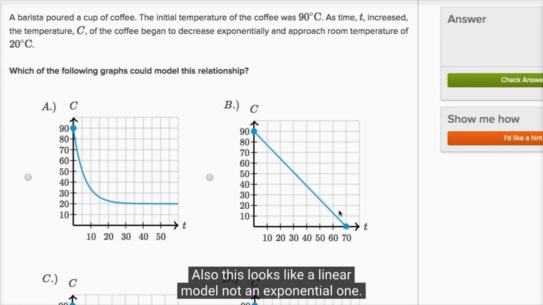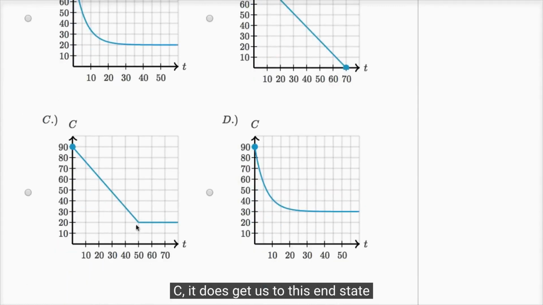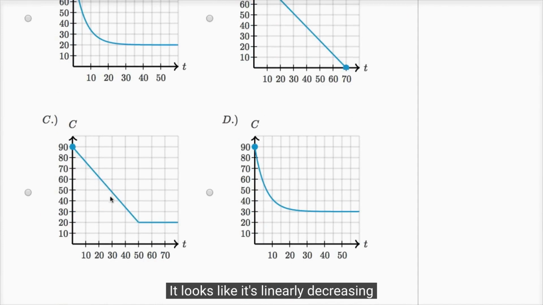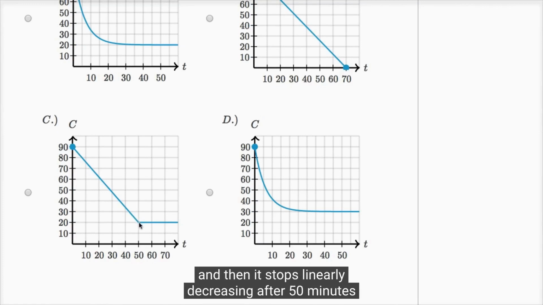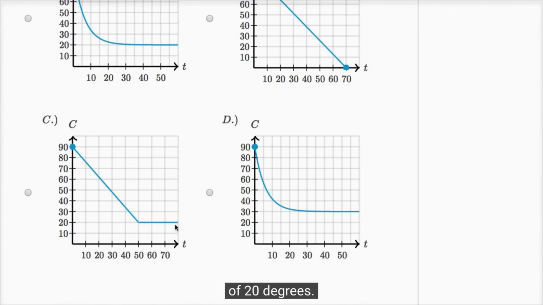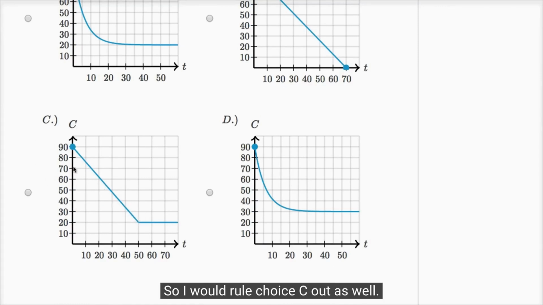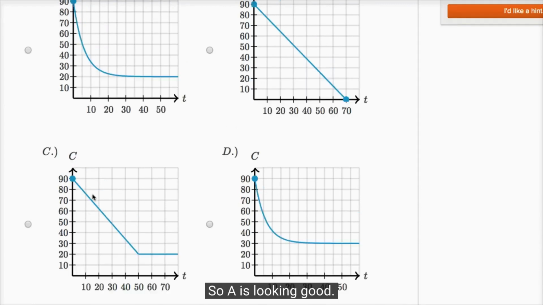Also, this looks like a linear model, not an exponential one. C does get us to this end state that stays at 20 degrees, but it doesn't look like an exponential model. It looks like it's linearly decreasing, and then it stops linearly decreasing after 50 minutes, and then it just stays constant at that temperature of 20 degrees. So even though it gets us to the right place, it does not look like an exponential decay. So I would rule choice C out as well. So A is looking good.